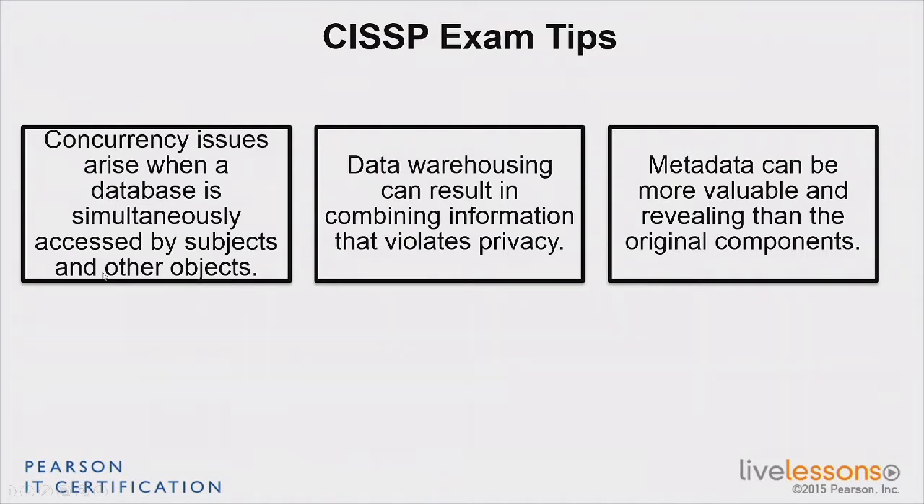So that brings us to our CISSP exam tips. The first one is remembering that concurrency issues can arise when a database is being simultaneously accessed by subjects and other objects. Data warehousing can result in combining information that violates privacy, and metadata can be more valuable and revealing than the original components.